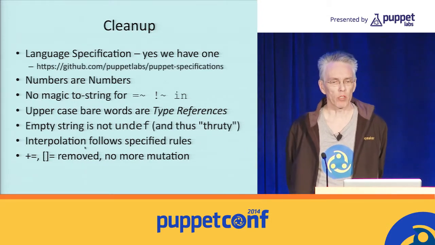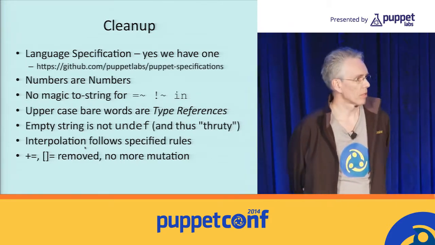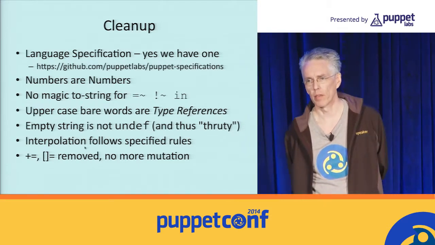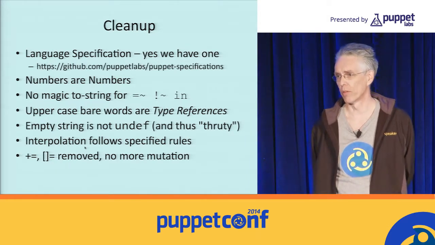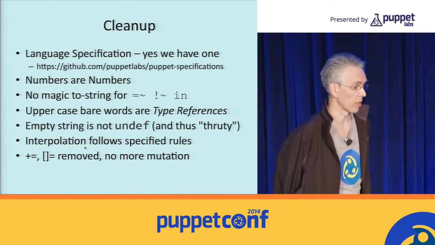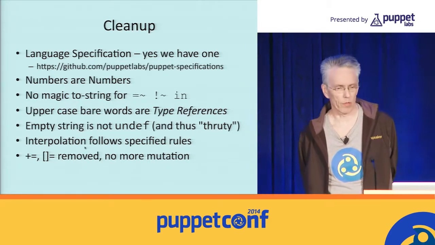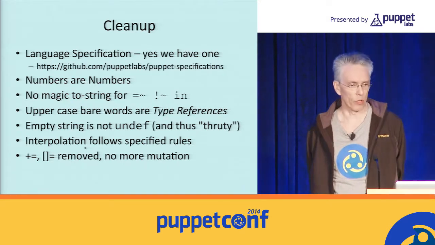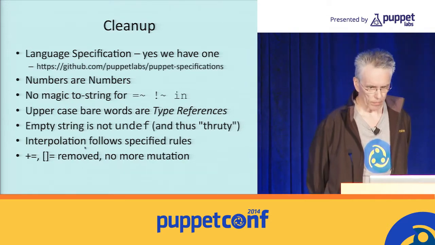We removed the plus equals and the bracket equals because they made it possible to mutate data. And we have the policy that data should be immutable, or it must be immutable. That is, you cannot change variables after you set them and things like that. These operators weren't used very much. We searched through all the Forge modules, and we only found single-digit use of the plus equals and bracket equals. So we cleaned them up.